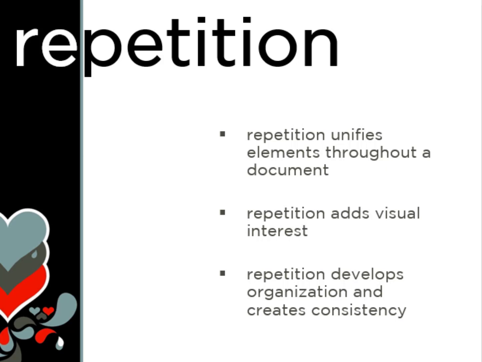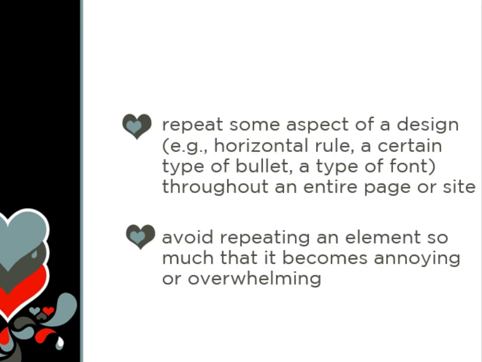R is for repetition. Repetition can help unify elements across a document. Repetition can add visual interest and help develop organization and, importantly, consistency across a document. The 2 general rules of repetition are: first, repeat some aspect of a design throughout an entire page, a document, a website, etc. But don't repeat it so much that it loses meaning or becomes visually overwhelming.